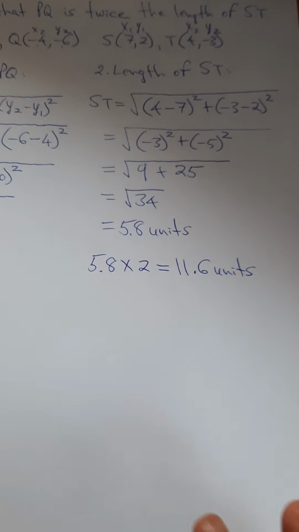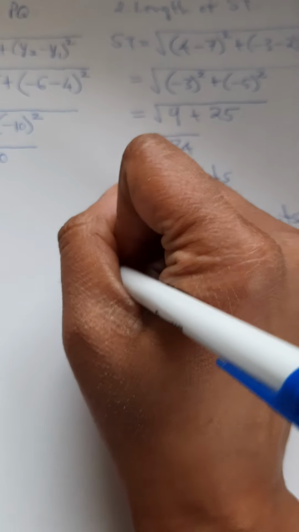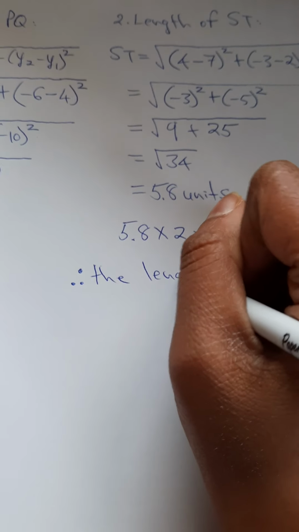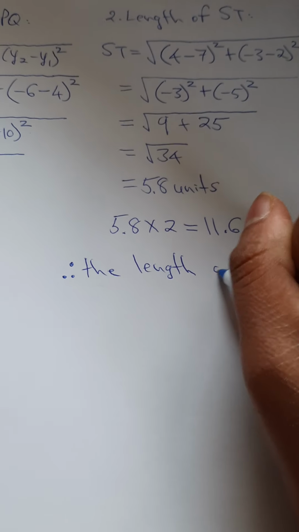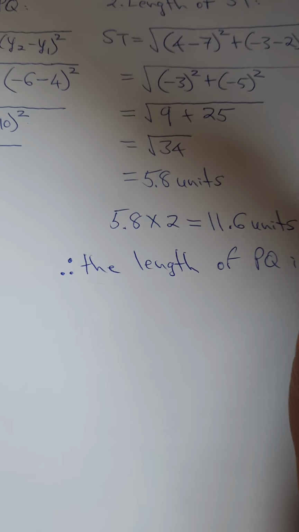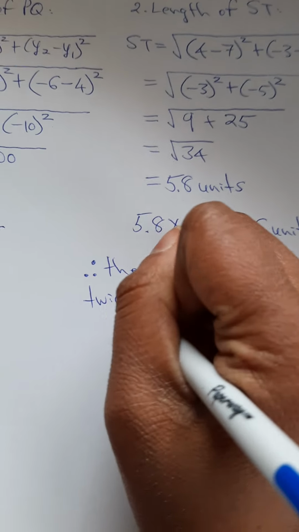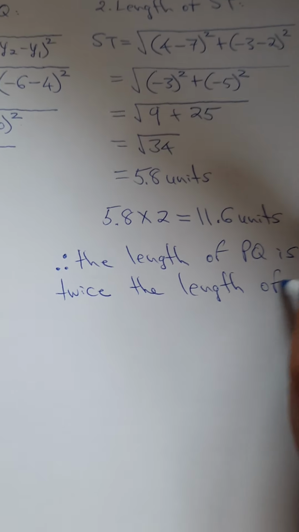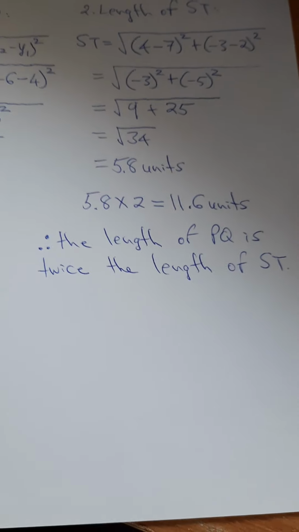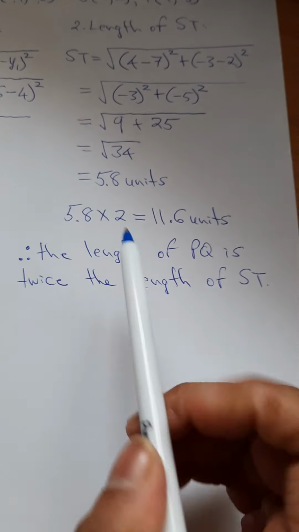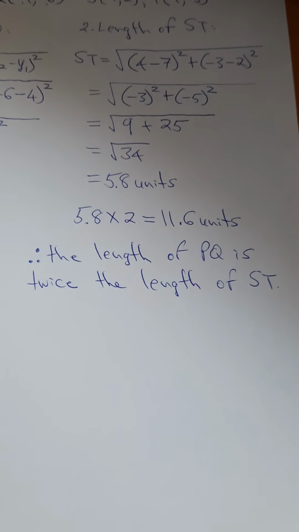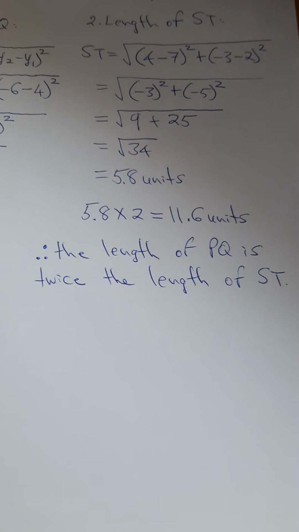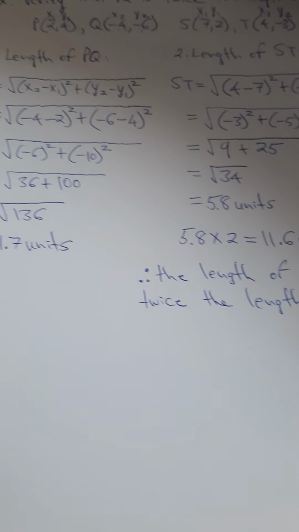And there should be a therefore statement. So let's put therefore. I'm going to put therefore the length of PQ is twice the length of ST. So just like this. You notice I do have to show this last step, so the teacher can see that you actually proved whatever was asked of you. Okay, all right, so that looks good.